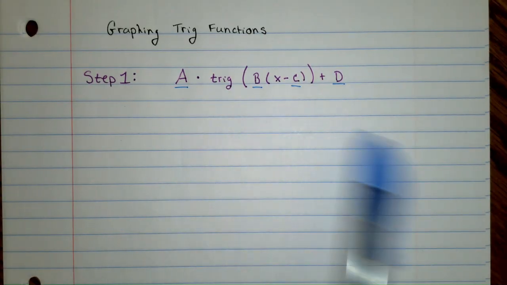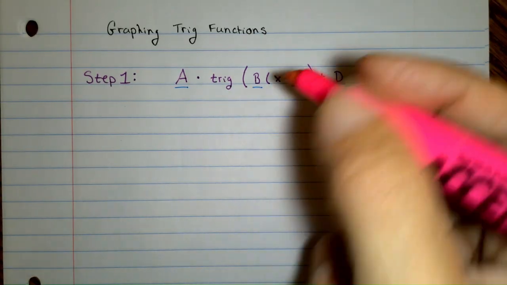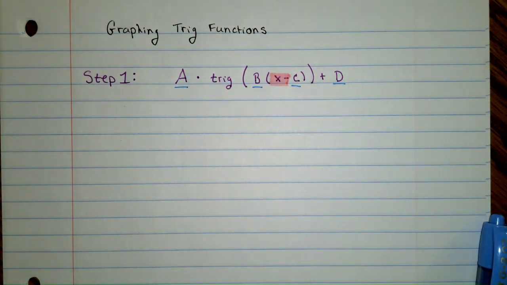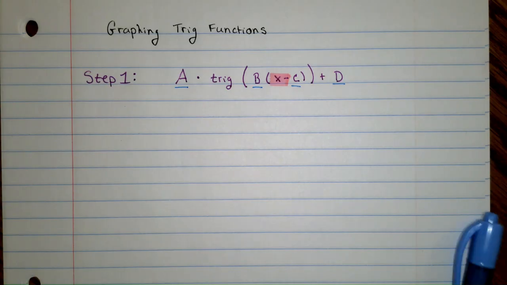And you'll notice that right here, this is x minus c. Not 2x, not anything else, just x. You need to get it in this format before these other steps will work.